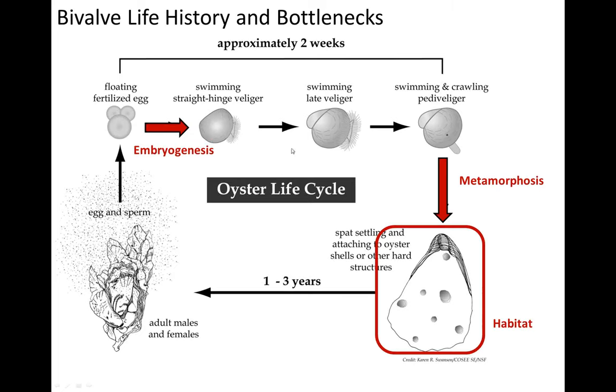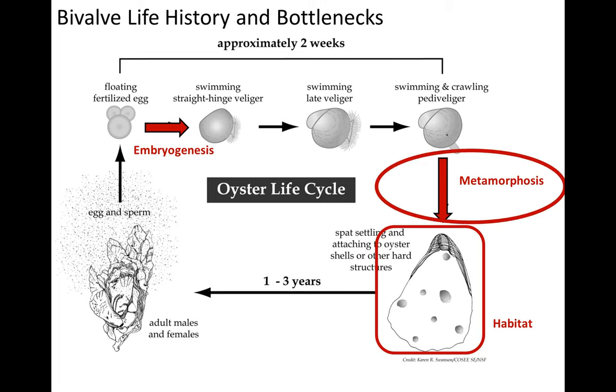I like to think there are about three really important bottlenecks in terms of ocean acidification effects on bivalves. One is here at embryogenesis, going from fertilization to the formation of that first shell. The second is during metamorphosis, in which they transition from the larval to the juvenile stage, which involves a reorganization of the body plan and then cementing themselves to some suitable habitat. And the third is there being suitable habitat for them, in terms of shell and shell material in those environments.